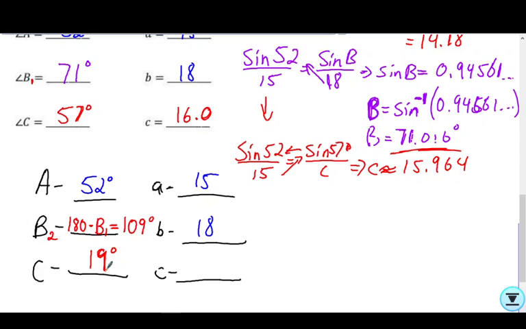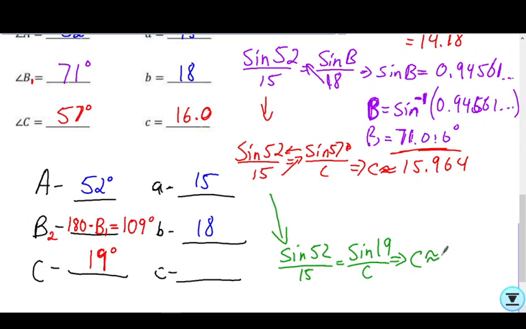Now that I have angle C, I can find my last trig ratio. I use the same part here, so again, sine of 52 over 15 equals the sine of 19 over c, and that's going to give me my last c value. You cross multiply and you get 6.1972788 and so on, which is basically 6.2 for my last one. So this is how you work a two-solution problem.